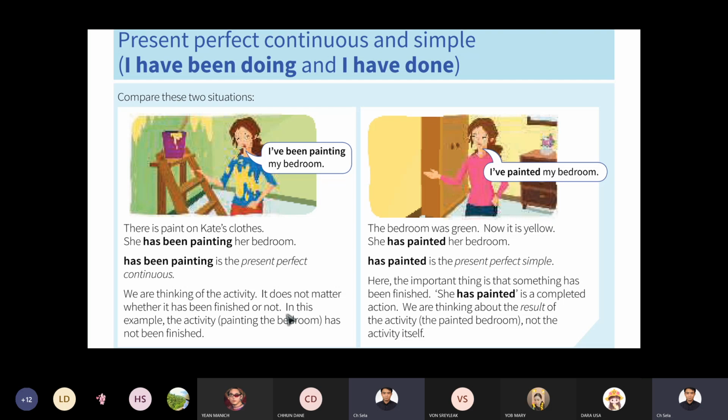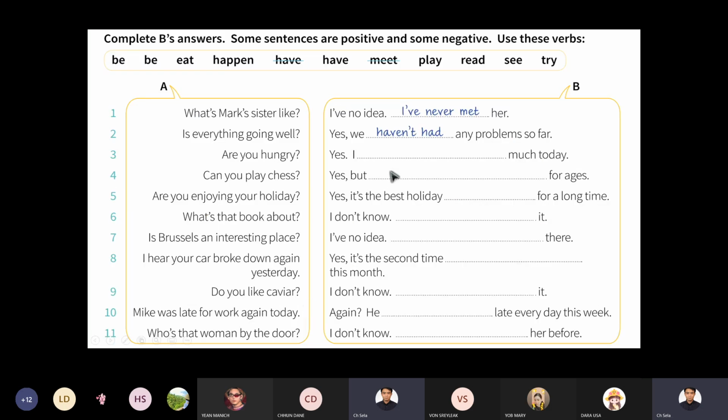Okay, so now let's go and see some exercises. We have two examples. What you need to do here is complete with positive and negative present perfect. What's Mac's sister like? I have no idea. I never met her. Number two, is everything going well? Yes. We haven't had any problems so far. So it can be positive, it can be negative. You can complete with the verbs above: be, eat, happen, have, make, play, read, see, and try.